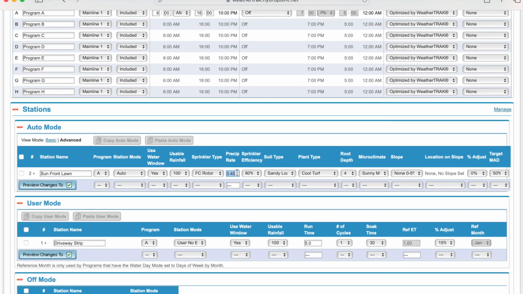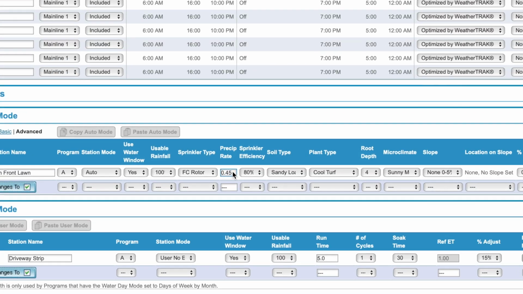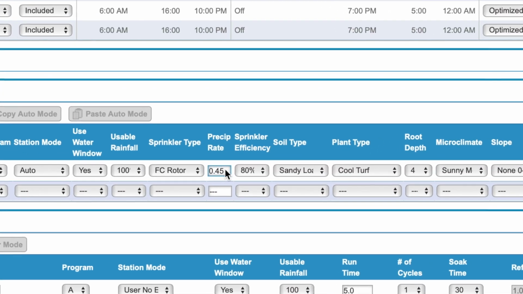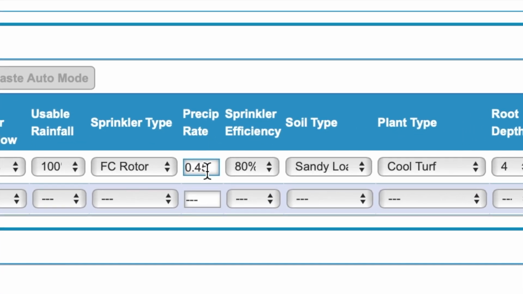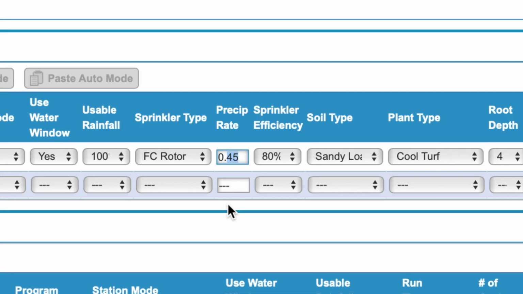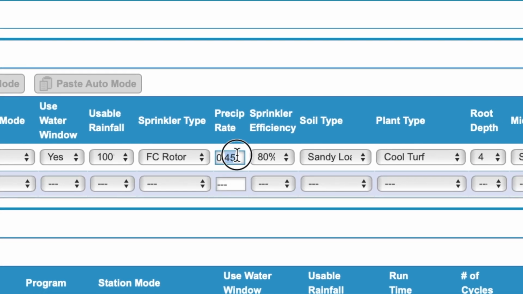But your precipitation rate is the most important part of getting this system to run right. Let me say that again. Your precipitation rate is the most important part of getting this system to run right. So that's the amount of water put down in inches in a single hour. What is your precipitation rate?